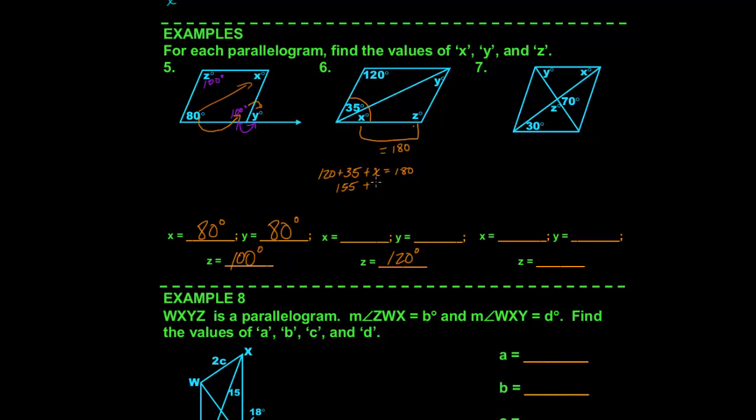155 plus x equals 180. Subtract 155, and it will leave you with x is equal to 25. So we have found x, 25 degrees.